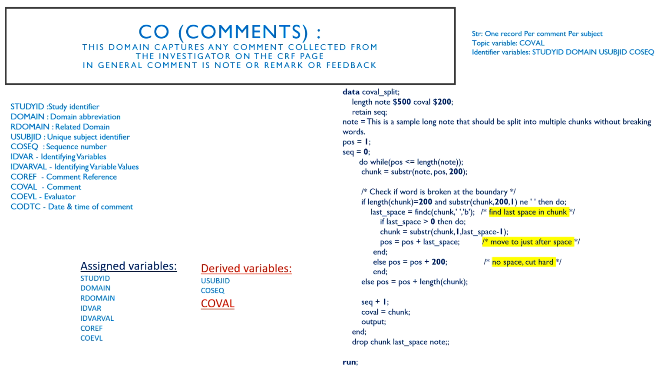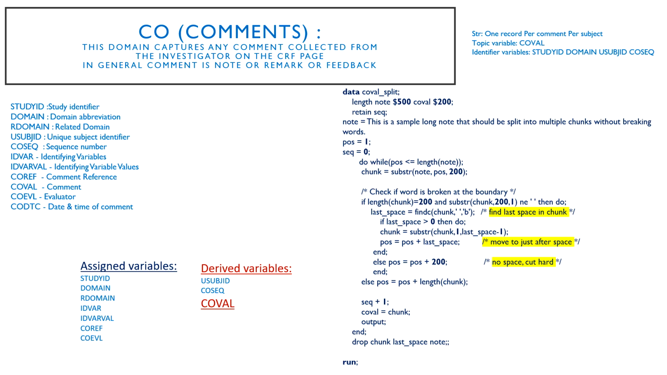So the last domain in special purpose domains is the CO domain. This domain captures any comments collected from the investigator on the CRF page. On the CRF pages, if there is any comment, they will mention it. A general comment is like any note, remark or feedback, and all of that is captured in the comment domain. The comment domain structure is one record per comment per subject.